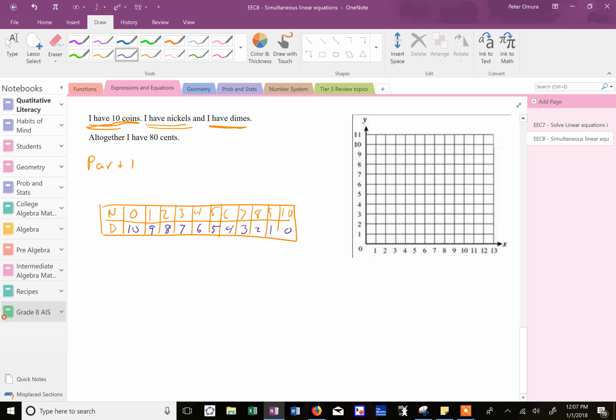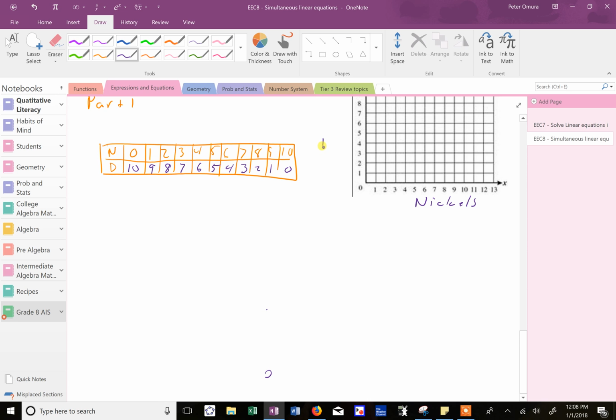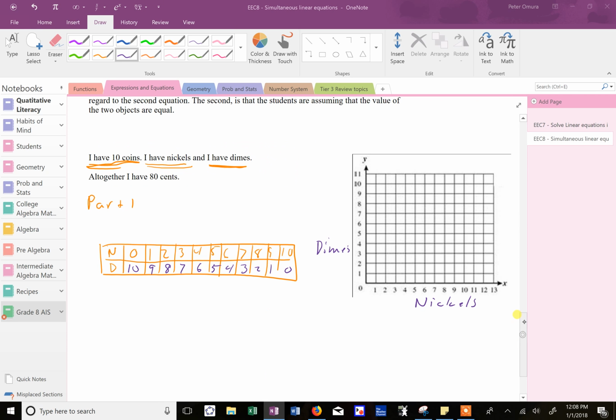It doesn't matter which one's which, but I'm going to say these are my nickels, and these are my dimes. Oh, sorry about that. Can't really read that. Let me try that again. These are my dimes.